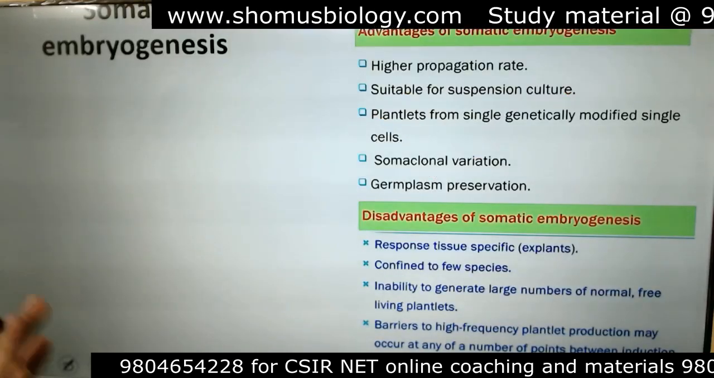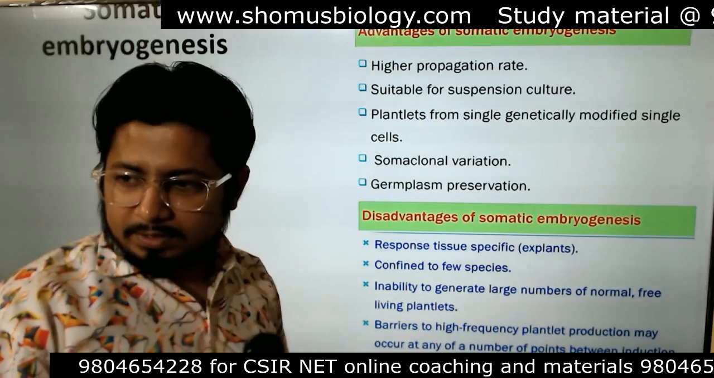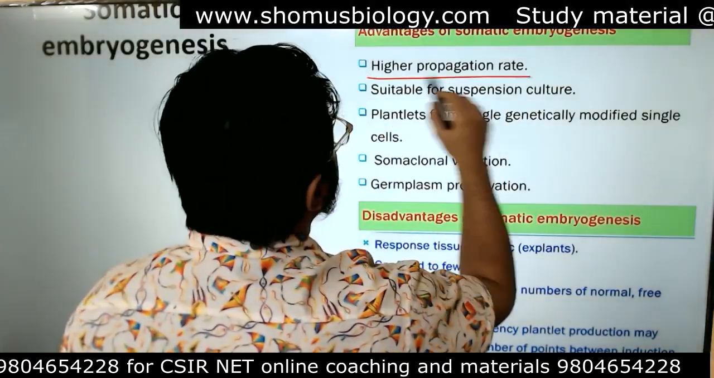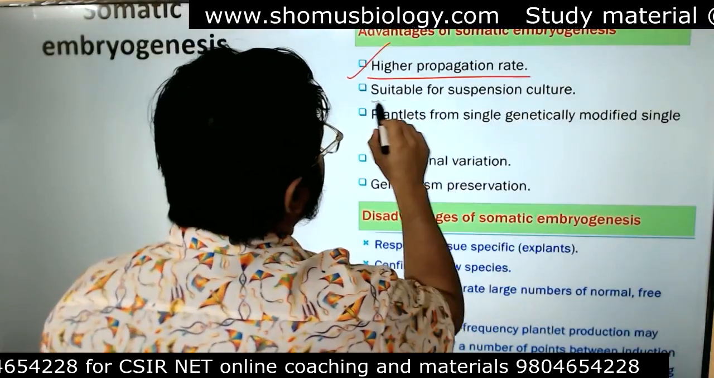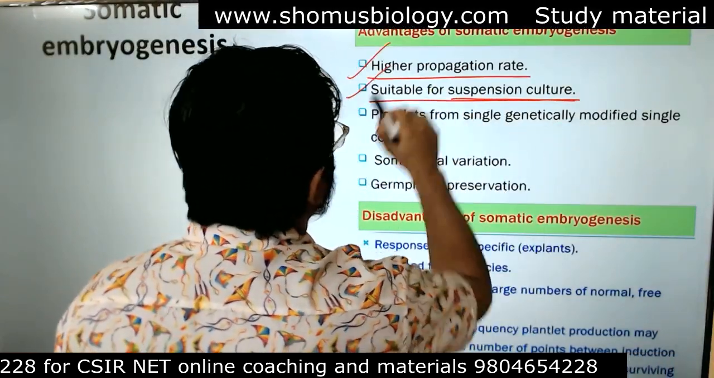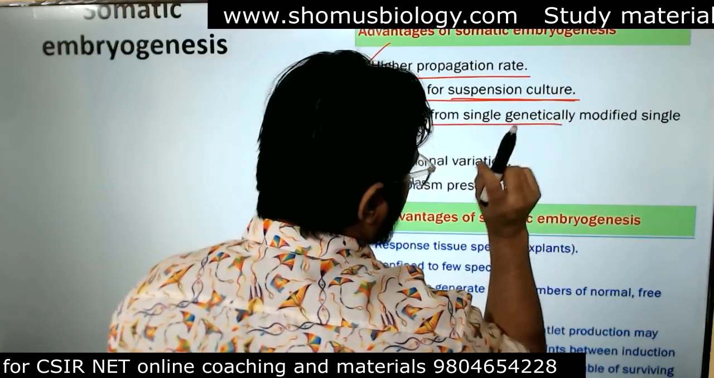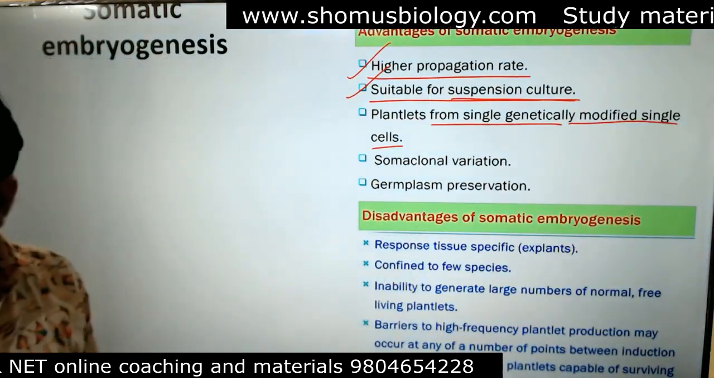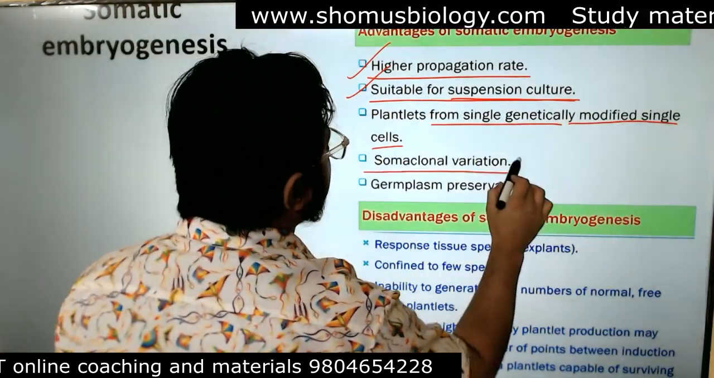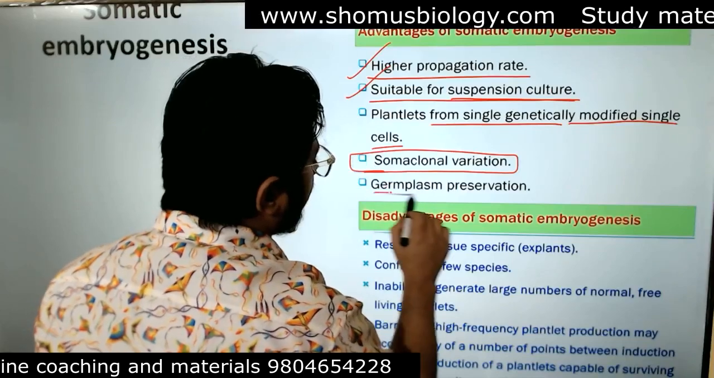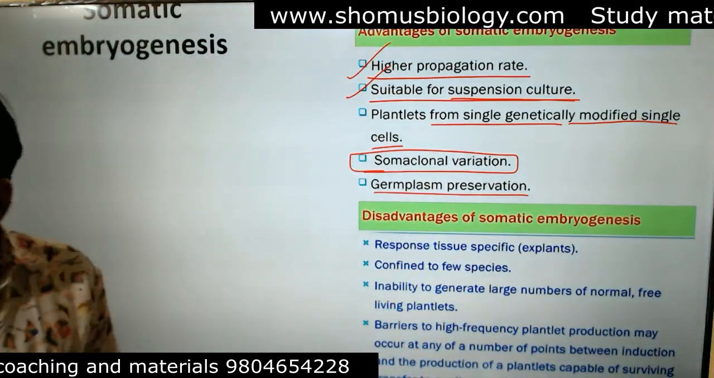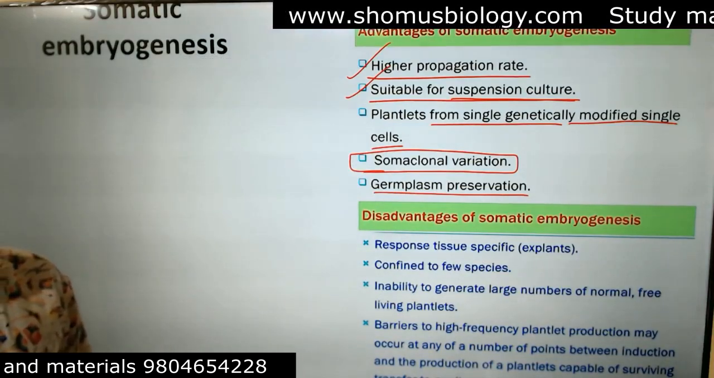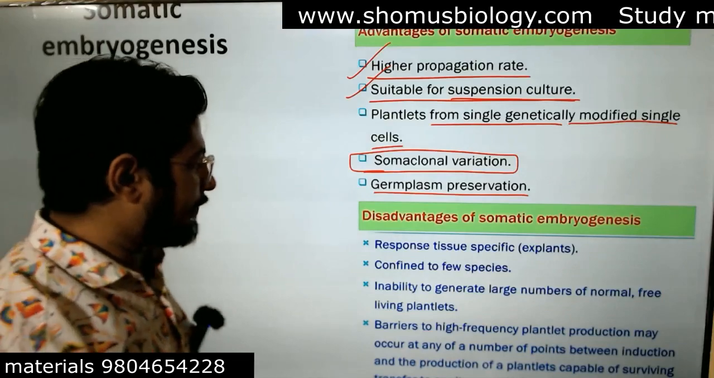So what are the advantages and disadvantages of somatic embryogenesis? The advantage is a higher propagation rate, right? It is suitable for suspension culture. Plantlets come from a single, genetically modified cell, so they are identical in nature. Somaclonal variation is the only way variation is possible. Germplasm can be preserved because there is no change with generations, so it can be preserved for research or for future reference.